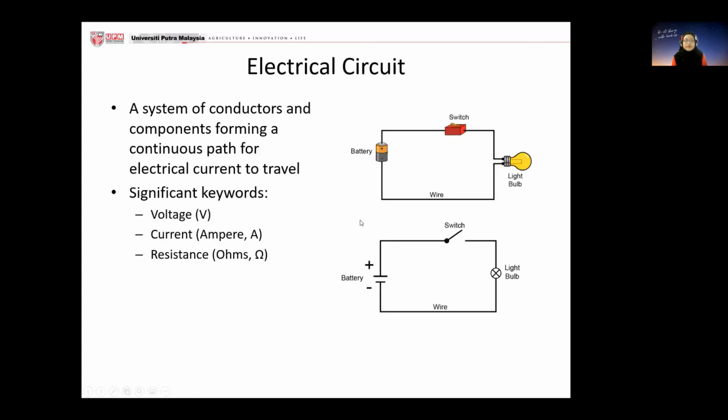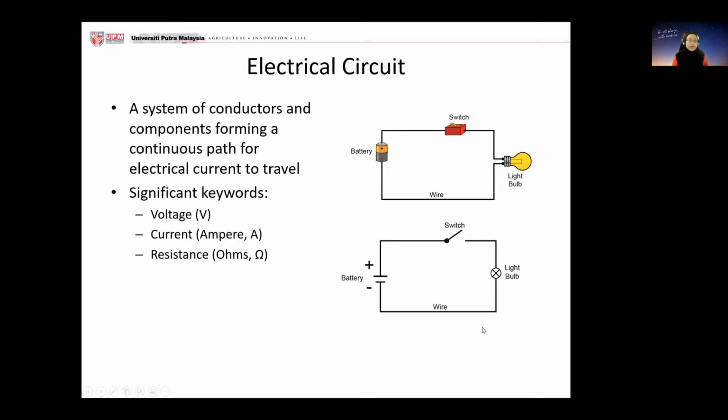Now, an electrical circuit is a system of conductors and components forming a continuous path for electrical current to travel. Always keep in mind, you need a complete system. It must be connected. All of this must be connected. And of course, there are the significant keywords: voltage, current, and resistance.